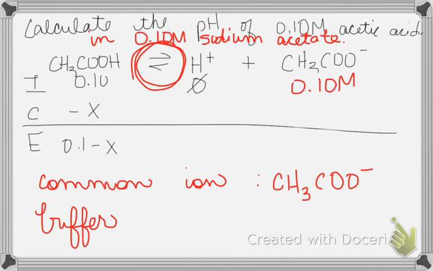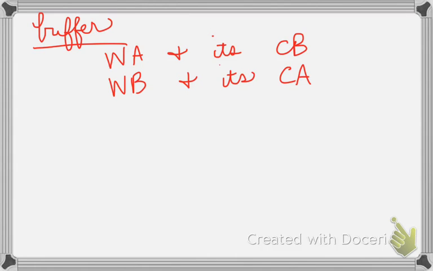In this system, we have a weak acid, acetic acid, and we have its conjugate base, sodium acetate. It's actually really easy to calculate the pH for a buffer. And what you will use is an equation known as the Henderson-Hasselbalch equation.